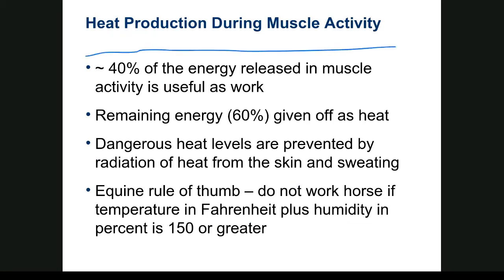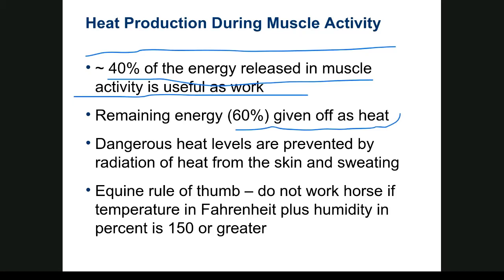Okay, heat is produced during muscle activity. 40% of the energy released in muscle activity is useful work. 60% is given off as heat, and that is why we build up dangerous heat levels.